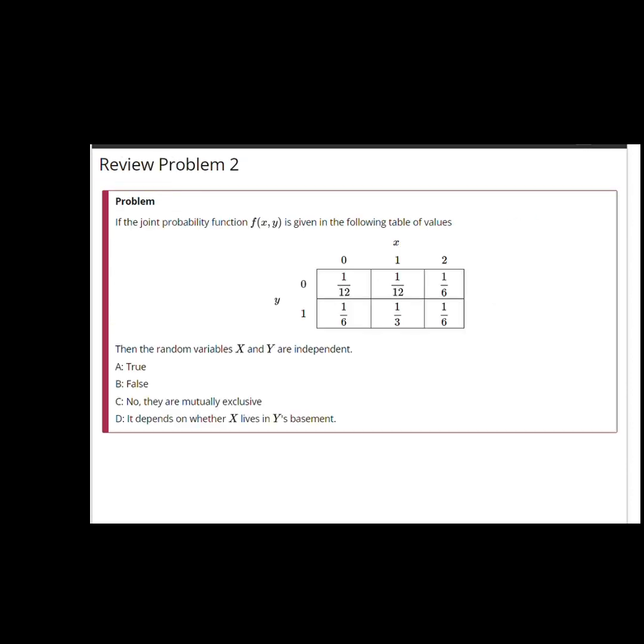Review problem 2. This problem concerns independence. Suppose I have two random variables x and y with the joint probability function specified in the table below. The question is, are the two random variables, x and y, independent of each other? You're offered several possible answers. A, true. B, false. C, no, they're mutually exclusive. And D, it depends on whether x lives in y's basement or not.